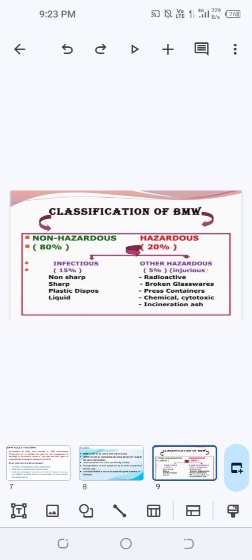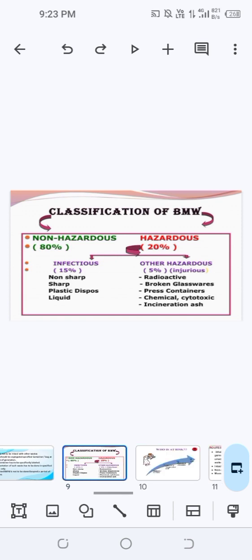Now coming to other hazardous waste like broken glassware, press containers, chemicals like expired medication, the cytotoxic drugs, the incineration ashes. All these are hazardous waste. And non-hazardous waste we can easily decompose in the soil.